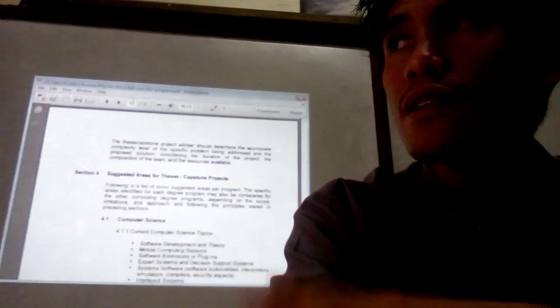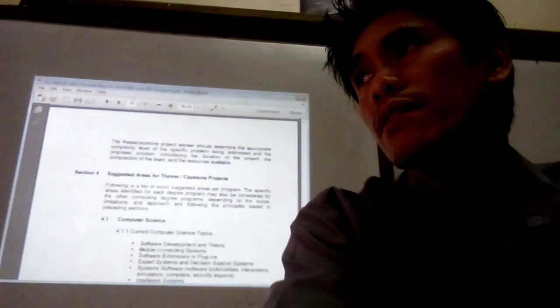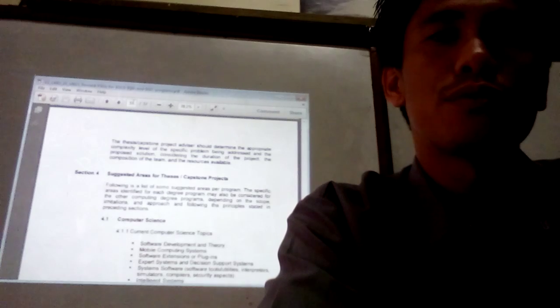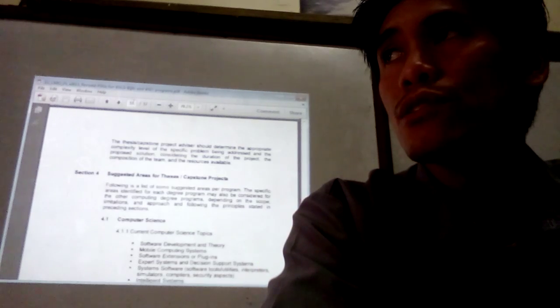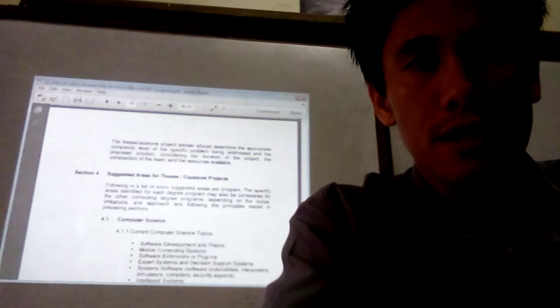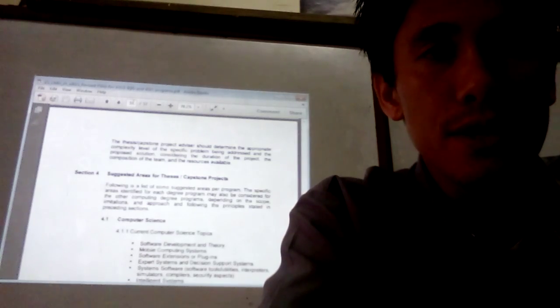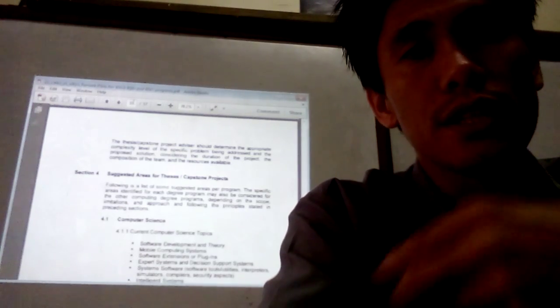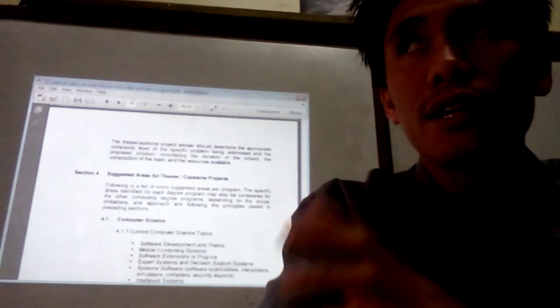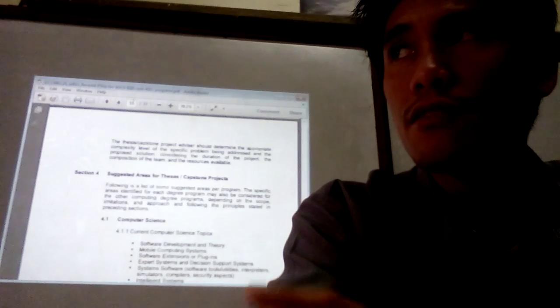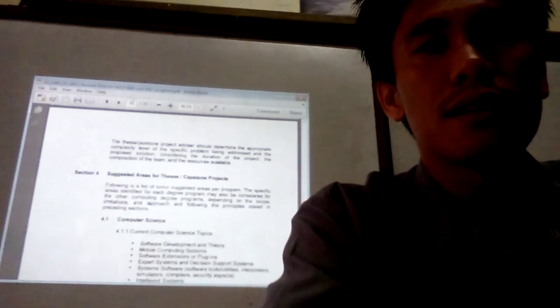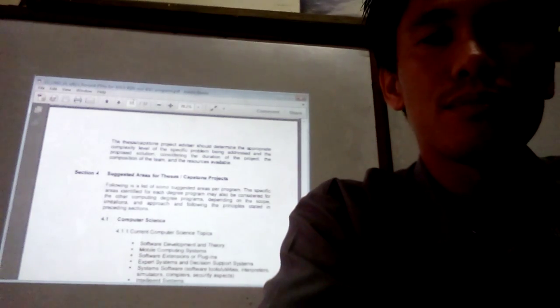The thesis project advisor should determine the appropriate complexity level of the specific problem being addressed. Okay, so if it's too trivial or easy, we cannot approve. If it's too hard to imagine, we cannot accept. Also, if there is no written plan which you can think of, because if you can imagine the plan, that means you can probably execute it. If you cannot imagine the plan, you're just dreaming. We don't know how to estimate, and probably it will not be finished.